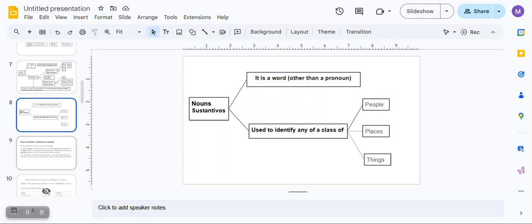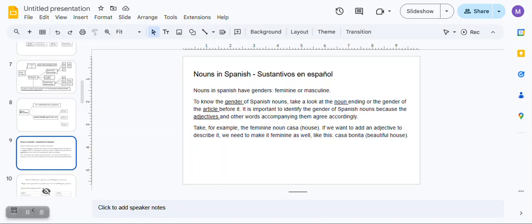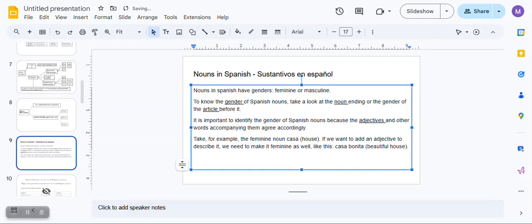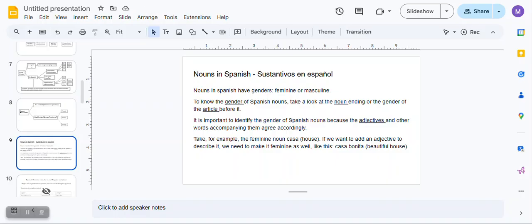Let's talk about the nouns in Spanish, or sustantivos en español. Nouns in Spanish have genders. That means feminine or masculine. To know the gender of a Spanish noun, take a look at the noun ending or the gender of the article before it. It is important to identify the gender of Spanish nouns because the adjectives and other words accompanying them agree accordingly. Take, for example, the feminine noun casa, which means house. If we want to add an adjective to describe it, we need to make it feminine as well, like this: casa bonita, beautiful house.